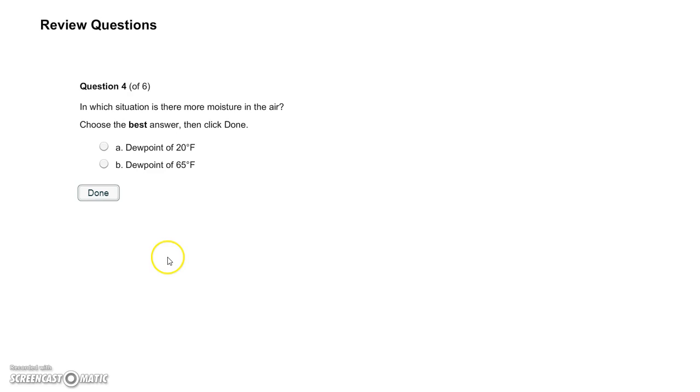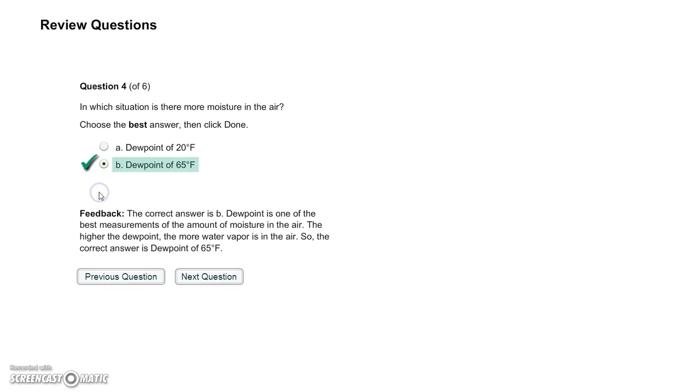Question number 4. In which situation is there more moisture in the air? A dew point temperature of 20 degrees or a dew point temperature of 65 degrees? Remember, warm air can hold more moisture. Dew point is one of the best measurements of the amount of moisture in the air. The higher the dew point, the more water vapor is in the air. So the correct answer is a dew point of 65 degrees.